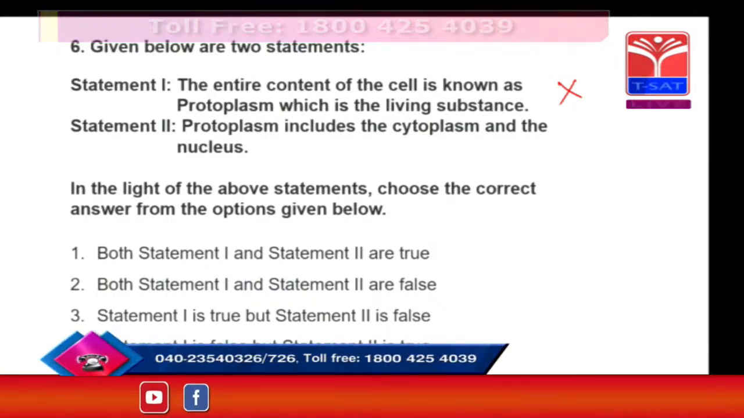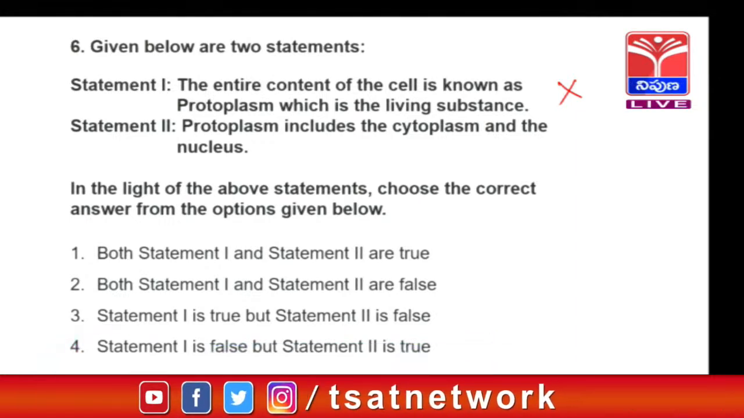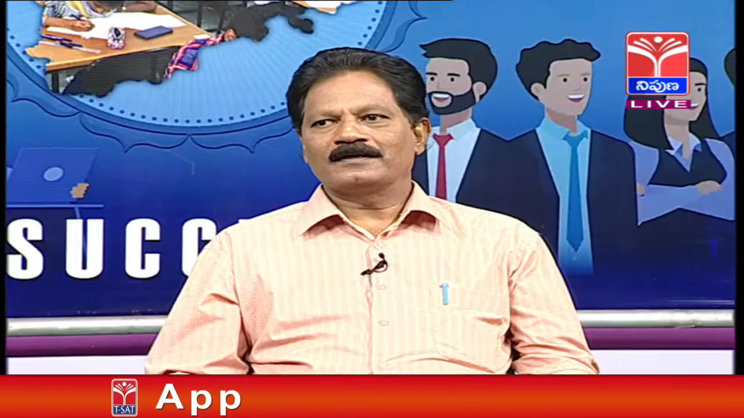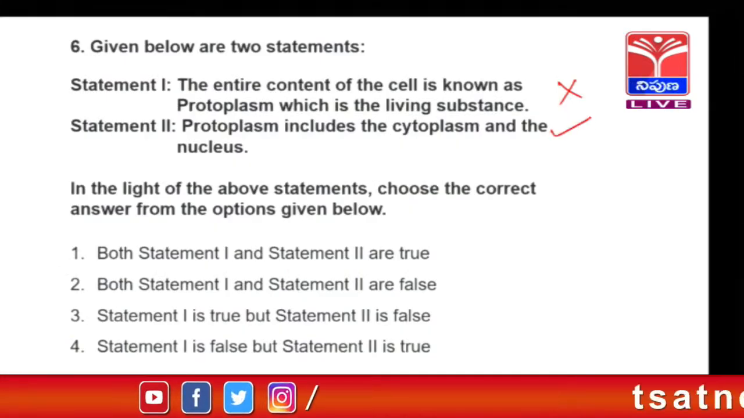Look at statement 2. Protoplasm includes cytoplasm and nucleus. Yes, that is correct. Cytoplasm plus nucleus is called protoplasm. Cytoplasm includes various cell organelles. Though statement 2 is correct, statement 1 is incorrect. So, look at the options. Statement 1 is incorrect, statement 2 is correct.